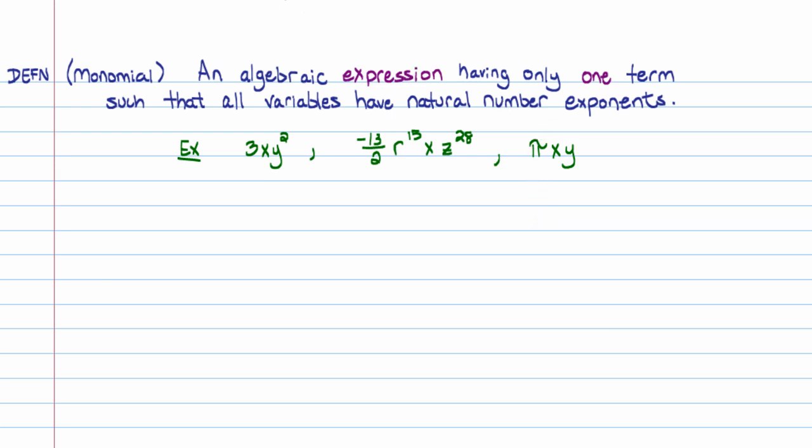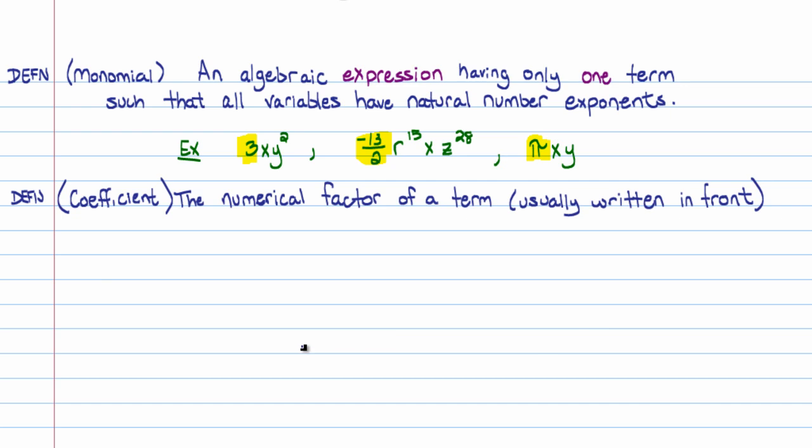Something that I wasn't going to define, but I thought as I was talking about this that it'd be a good idea. These numbers that hang out in front of the variables, these are called the coefficients. So I'll define that. The coefficient is the numerical factor of a term, and it's usually written in front of the term. So the numerical factor of this first term is the 3. And remember, a factor is just when you factor a number, you factor into products. So this first example has 3 factors: a 3, an x, and a y squared.